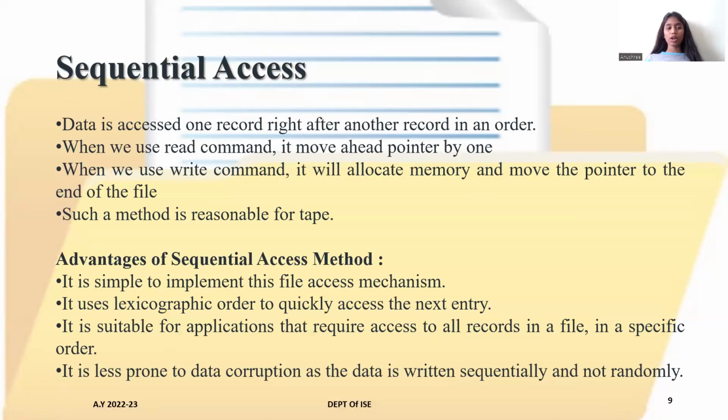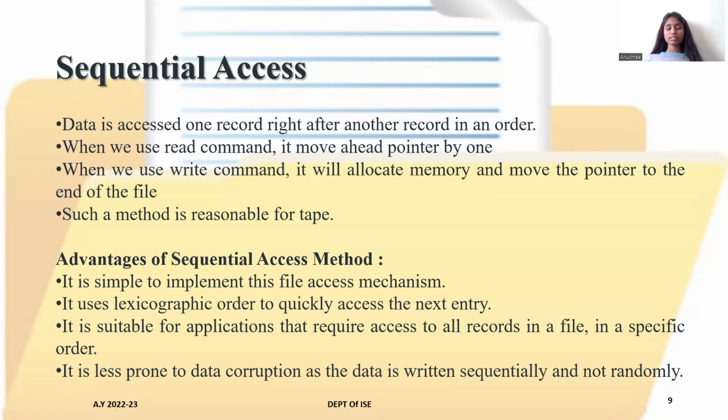Data is accessed one record right after another record in order. When we use the read command, it moves the pointer ahead by one. When we use the write command, it will allocate the memory and move the pointer to the end of the file. Such a method is reasonable for a tape.